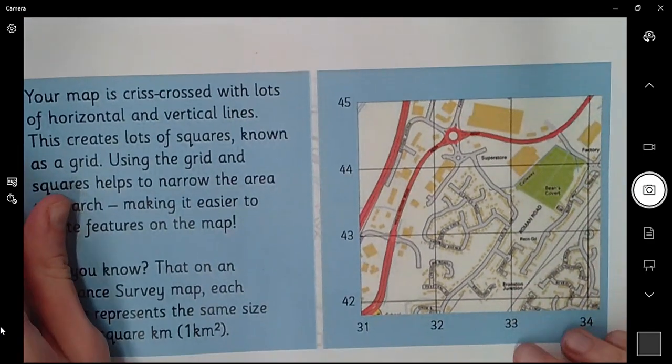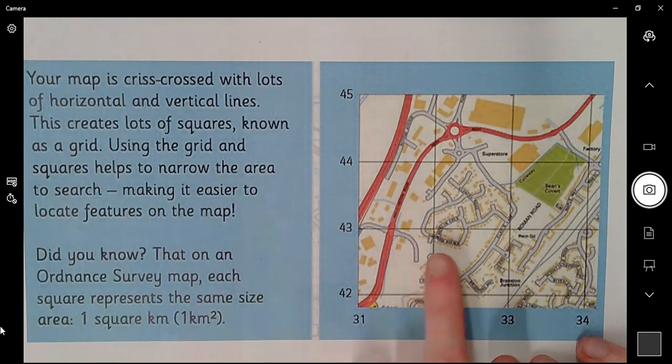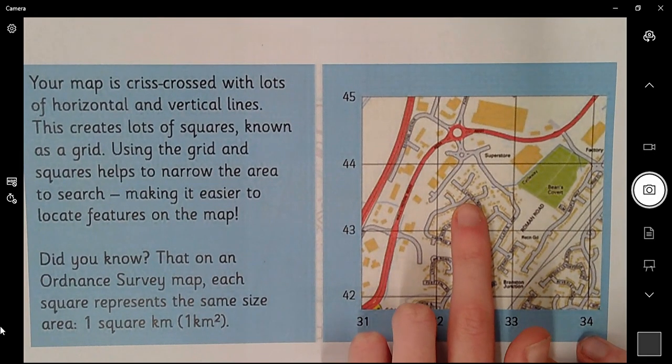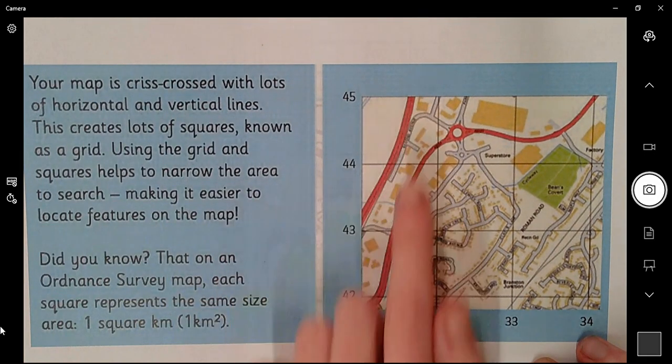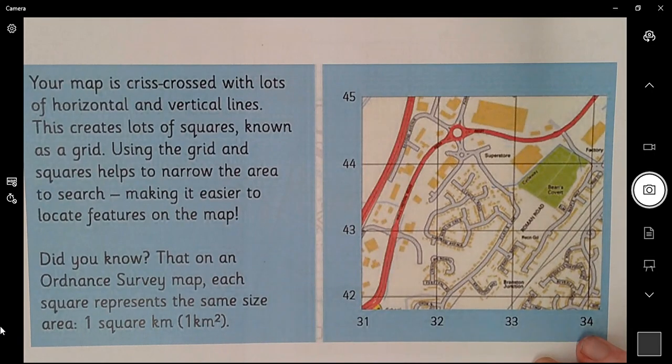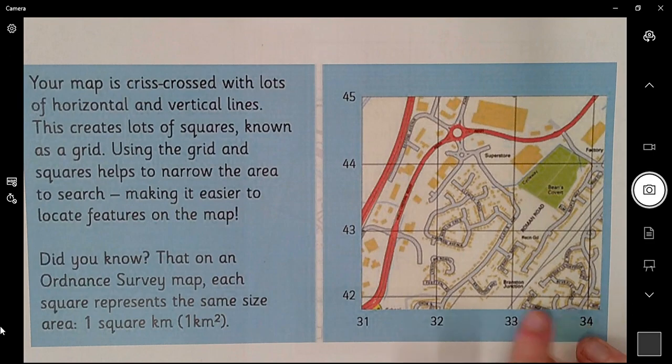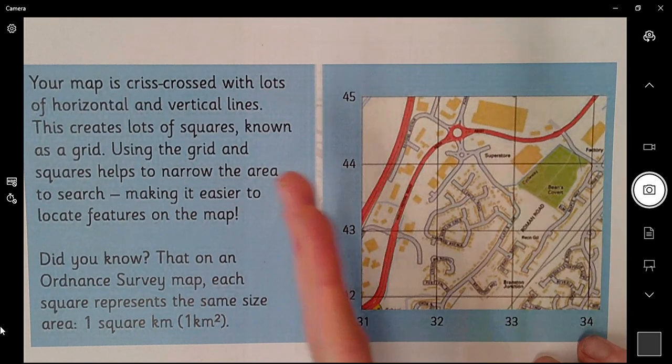Okay, so here we have another picture of an Ordnance Survey map, and you'll notice the grids and the numbers. Now I'll explain the numbers later on, we're just going to look at what the grids mean for now. So it is crisscrossed, so a criss and a cross, made of horizontal and vertical lines. Horizontal going along like the horizon, vertical standing up. This creates then lots of squares known as a grid. So these crisscrossed vertical and horizontal squares have created this grid.